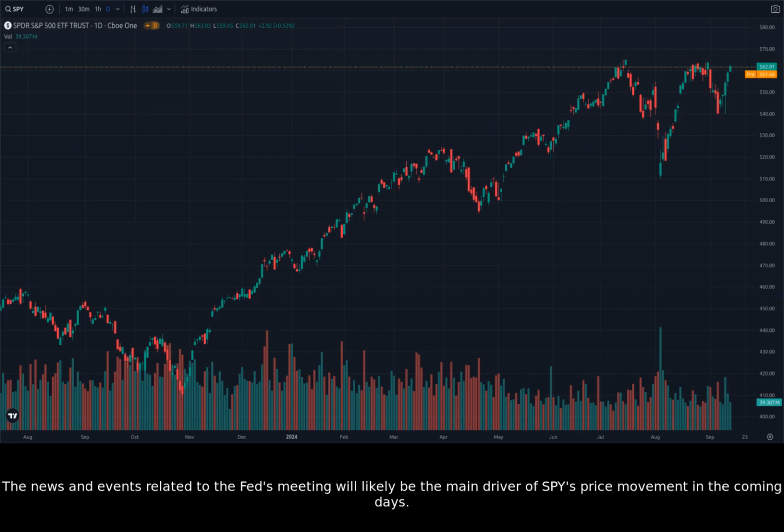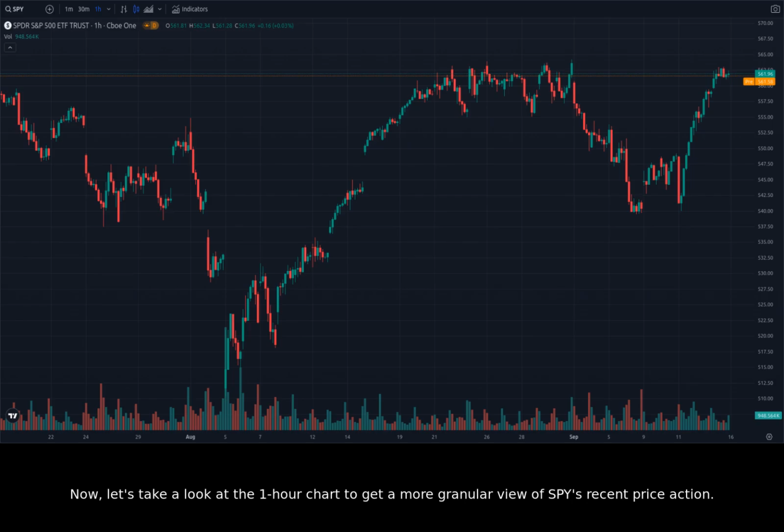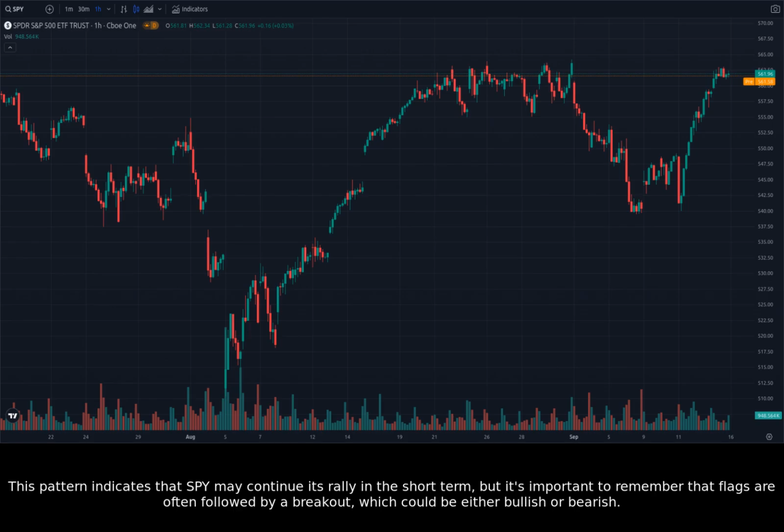the coming days. Now, let's take a look at the 1-hour chart to get a more granular view of SPY's recent price action. Here, we can observe a series of higher highs and higher lows, confirming the upward trend. There are some interesting patterns emerging in this time frame. For example, we can see a potential bullish flag formation occurring in the recent session. This pattern indicates that SPY may continue its rally in the short term, but it's important to remember that flags are often followed by a breakout, which could be either bullish or bearish.